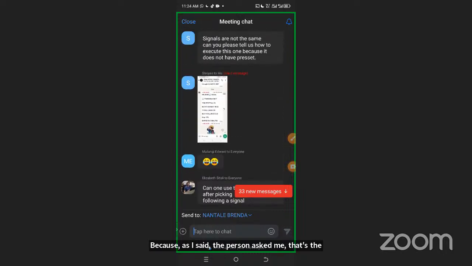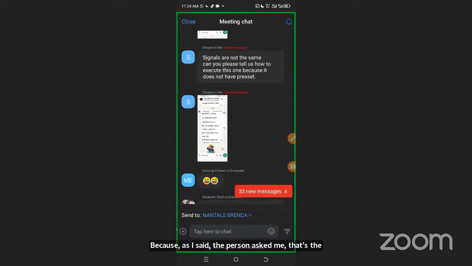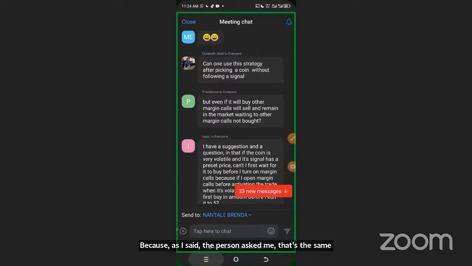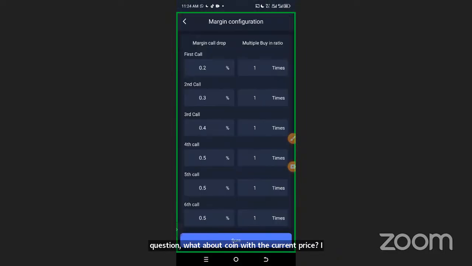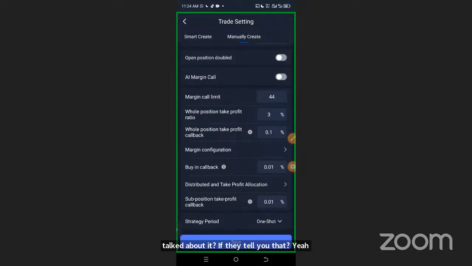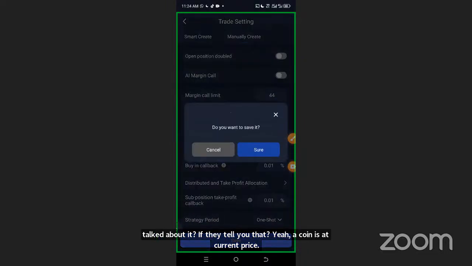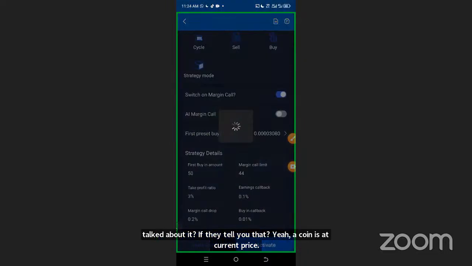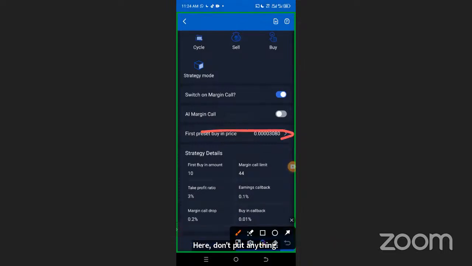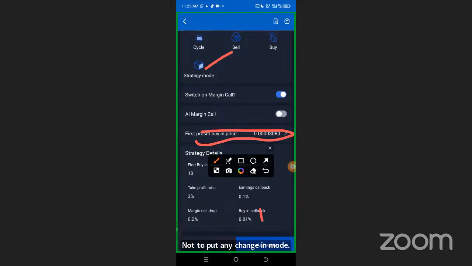What about a coin with the current price? I talked about it. If they tell you that a coin is at current price, here don't put anything. Change the mode. After changing the mode, click on activate. The robot will buy at current price.